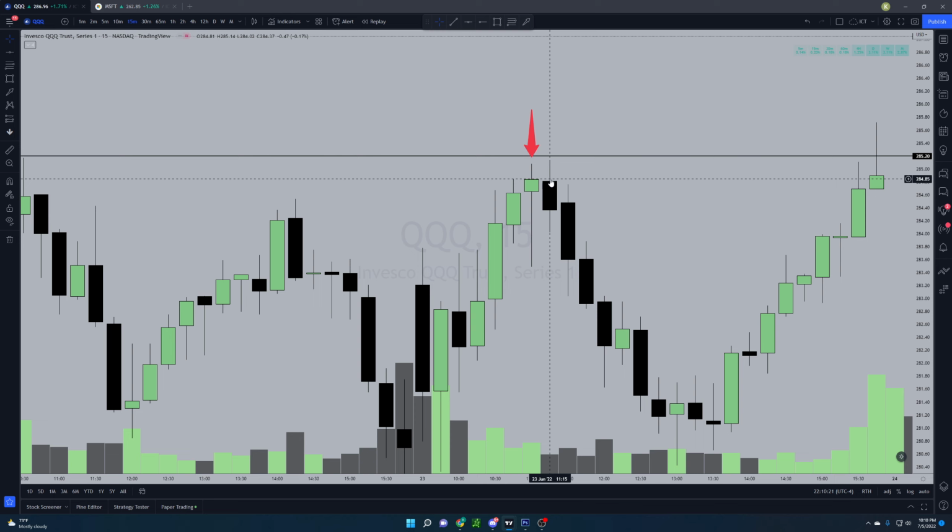Right? So this is showing me one thing. This is telling me there was a lot of bullish pressure here in this candle to close this candle out. And then the following candle, sellers actually stepped in, right? Sellers really showed their hand here.